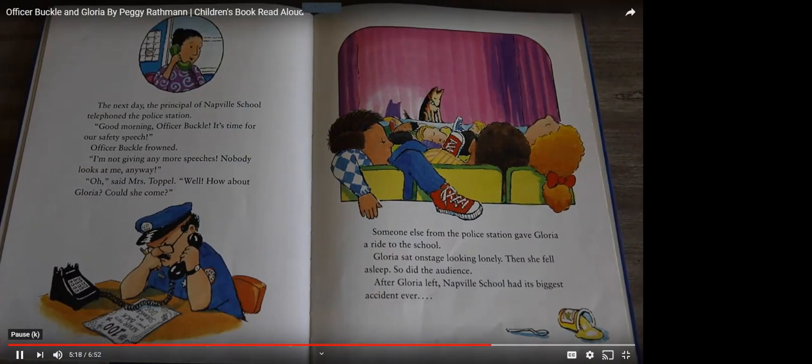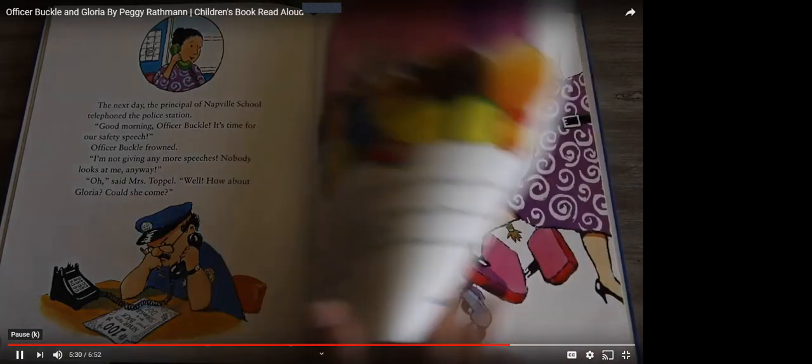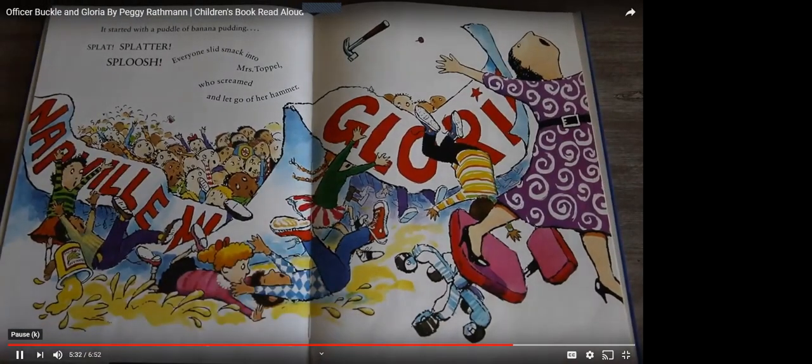Gloria sat on stage looking lonely. Then she fell asleep. So did the audience. After Gloria left, Knappville School had its biggest accident ever. It started with a puddle of banana pudding. Splat, splatter, sploosh. Everyone slid smack into Mrs. Topple, who screamed and let go of her hammer.